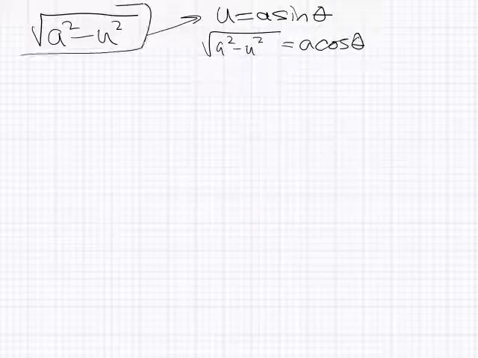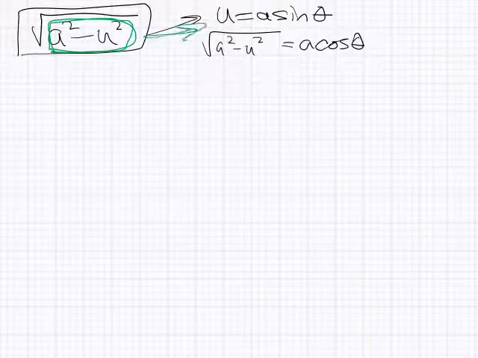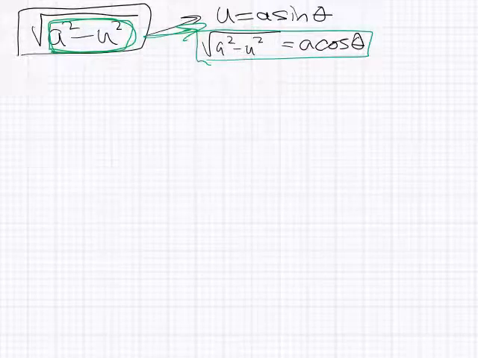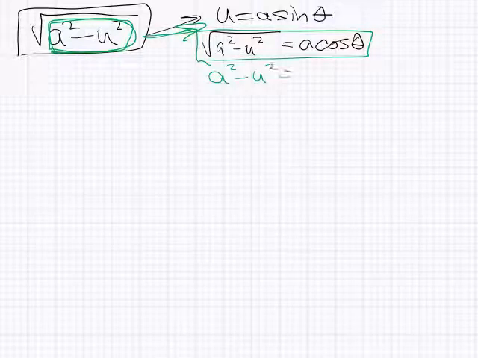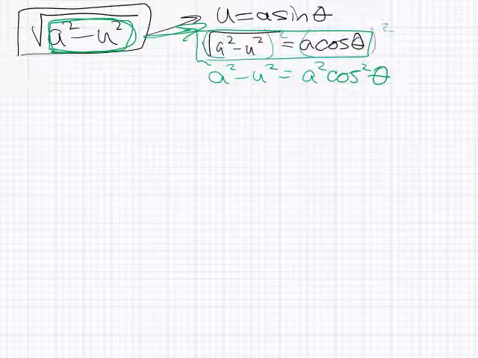The square root itself is not really the important part here. It's what's inside the square root that matters the most. The order of that subtraction is really what dictates this substitution. Because what I can do is look at this equation and move that square root around. I can write this as a squared minus u squared equals a squared cosine squared theta. And all I did was take the square root of both sides of this equation to get this.